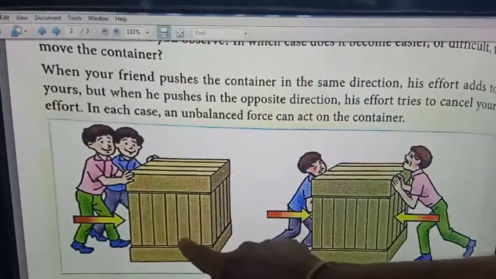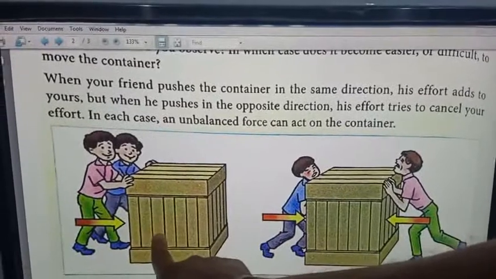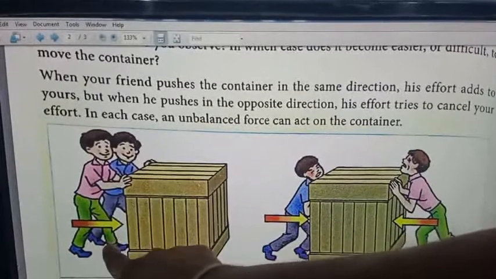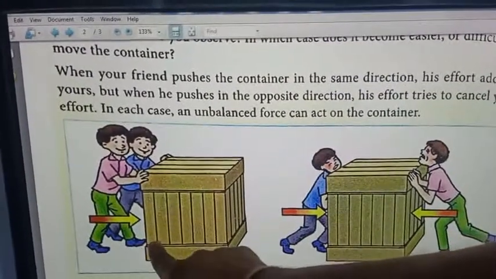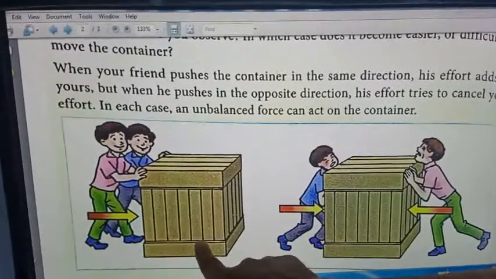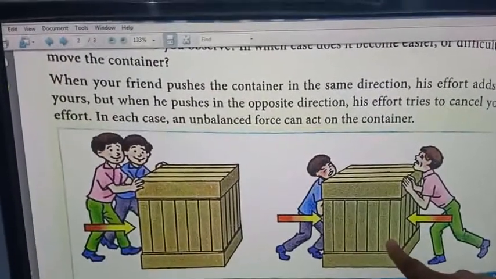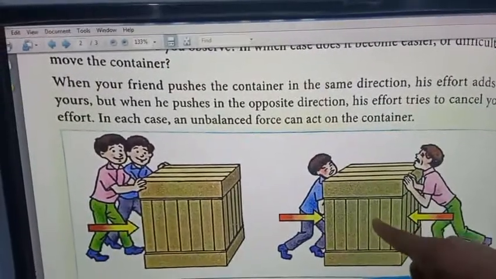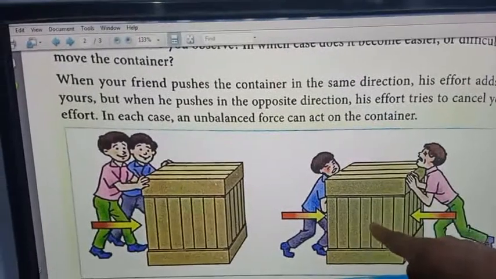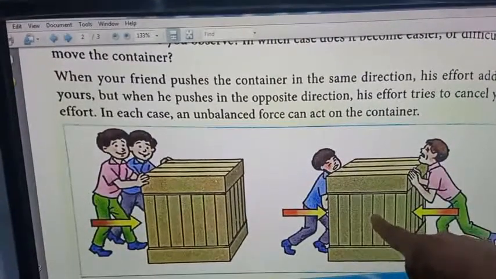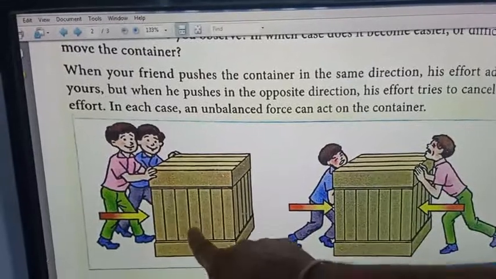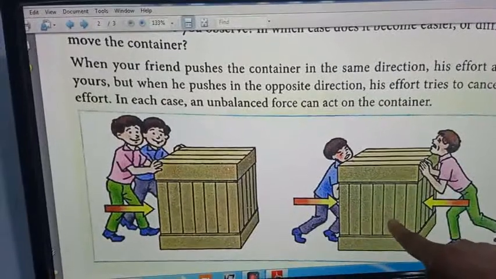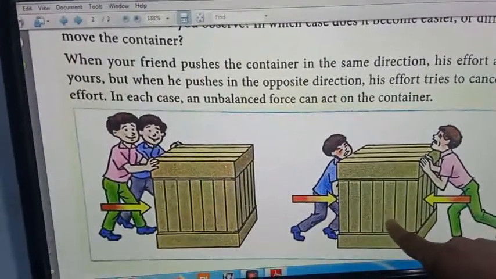In this activity, we see in this picture both boys applying force in the same direction. So the box is moving in the direction of the applied force. In the second picture, both boys apply the same force from opposite directions. So the box does not move in any direction. In the first case, an unbalanced force is acting. In the second case, a balanced force is acting.